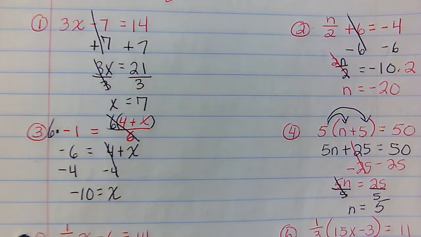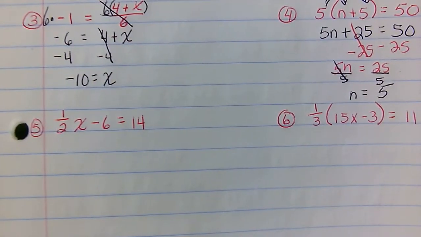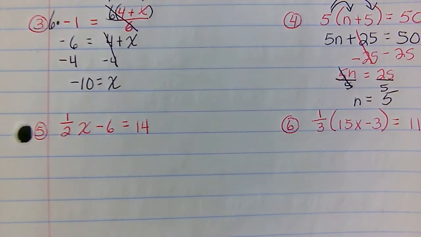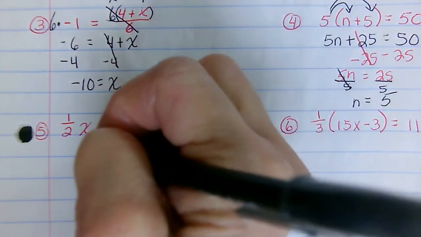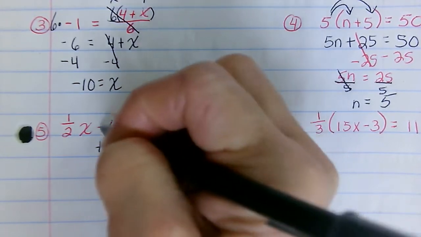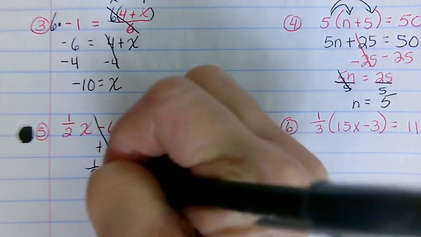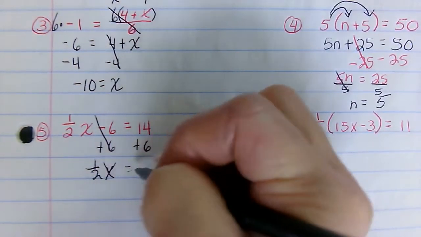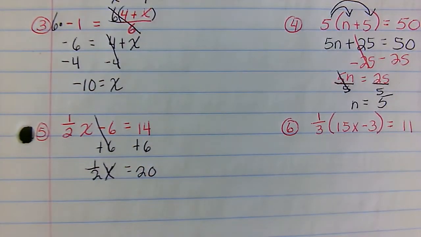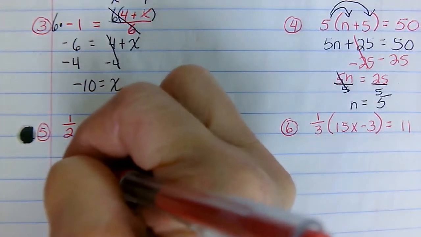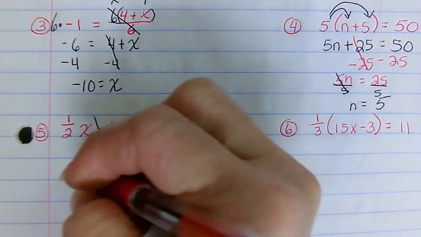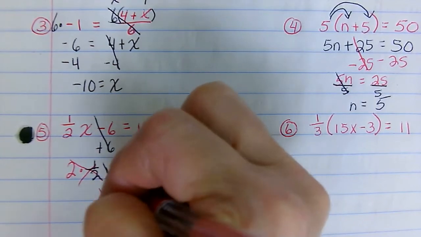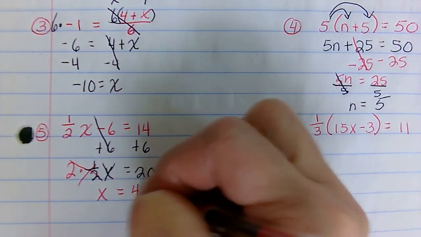Alright, now we have 2 more problems. The first one is 1/2 x minus 6 equals 14. Okay? Now on this one, we want to get rid of the 6 first, and then we'll worry about what's being multiplied to x. And the opposite of subtract 6 is add 6 to both sides. And these cancel out, and you bring down 1/2 x. Make the x big enough so the x isn't on the bottom with the 2. And that equals 20. And then the opposite of 1/2 is the reciprocal, times 2 to both sides. And so 2 times 1/2 gives you just 1x, or x. And then 20 times 2 is 40.